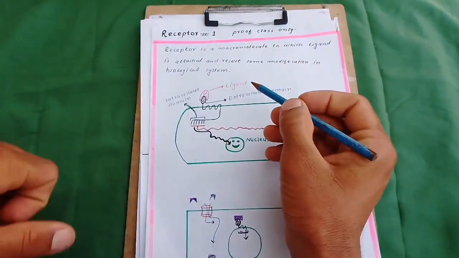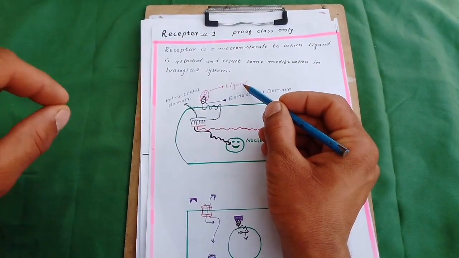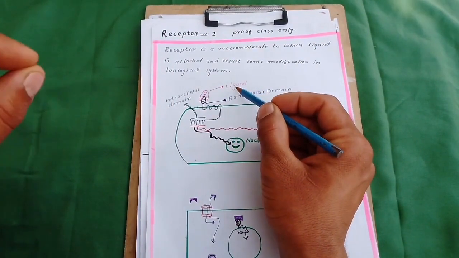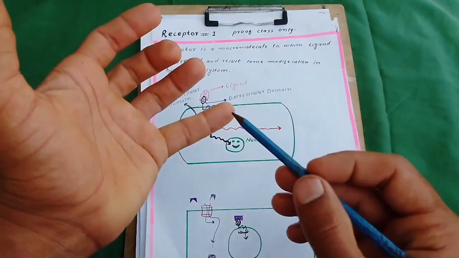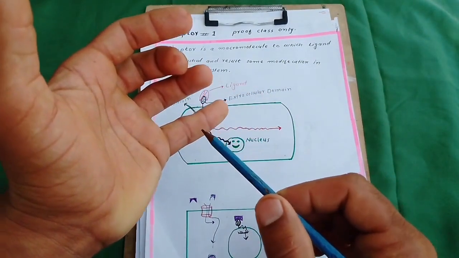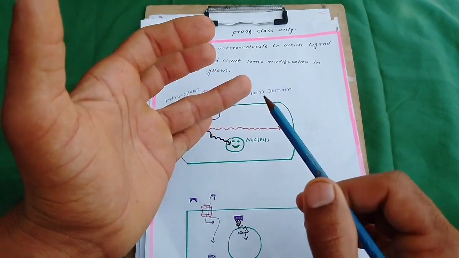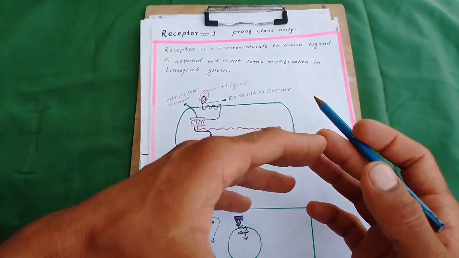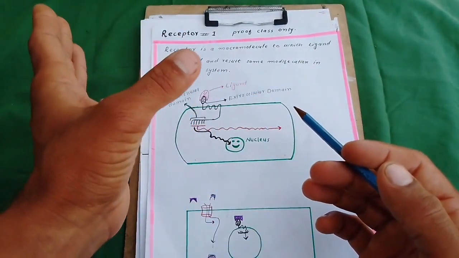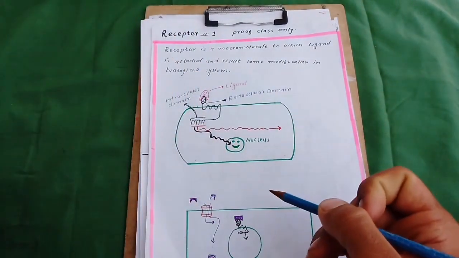What is meant by ligand? Any substance which is attached to a receptor and stimulates the receptor is called a ligand. Ligands are all hormones, all neurotransmitters, some drugs, some toxins. So these are the ligands. When such a substance is attached to its own receptor, it stimulates the receptor, so this substance is called a ligand.